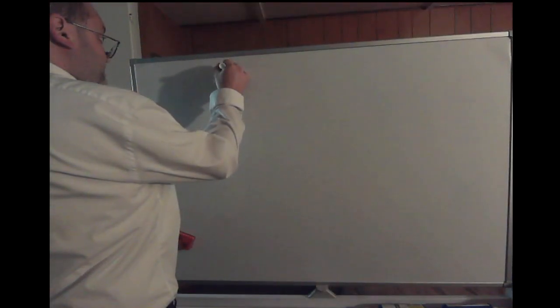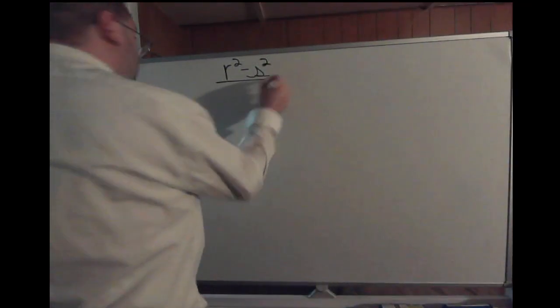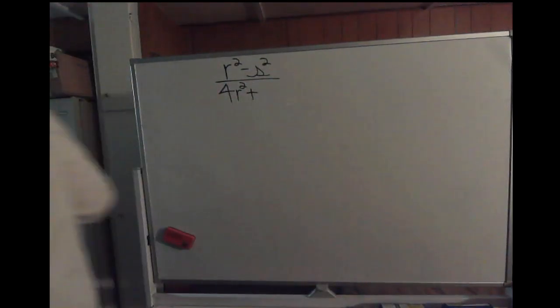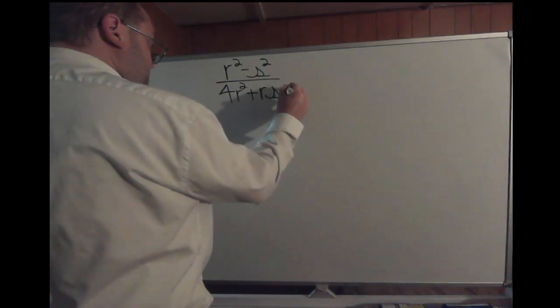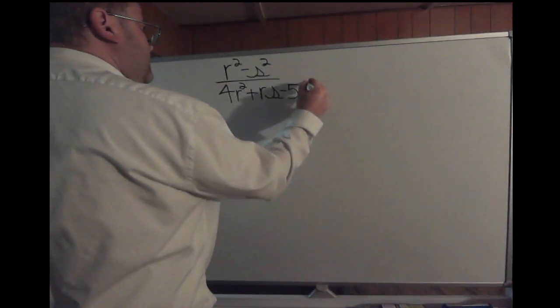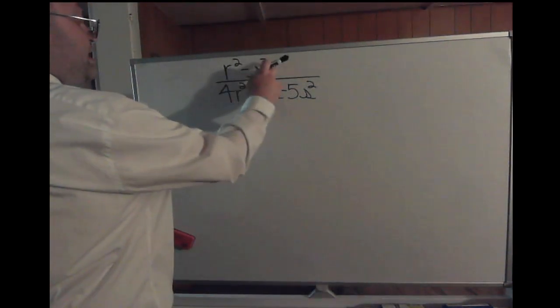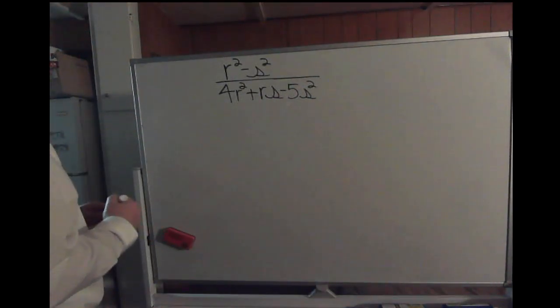Alright, one more here. Let's see, we have r squared minus s squared all over 4r squared plus rs minus 5s squared. Alright, so we got r squared minus s squared all over 4r squared plus rs minus 5s squared.